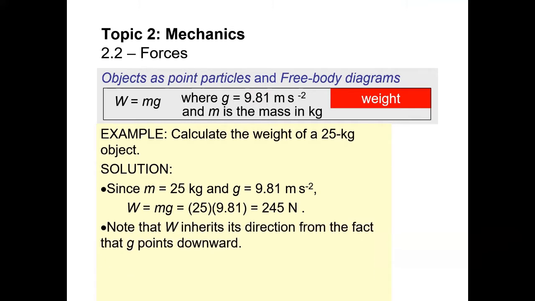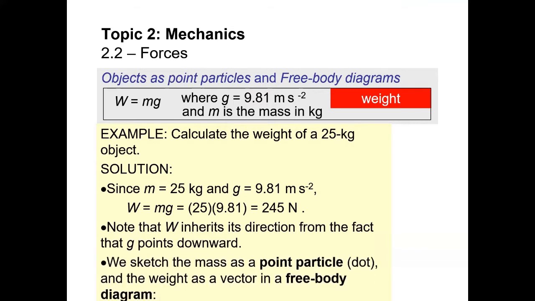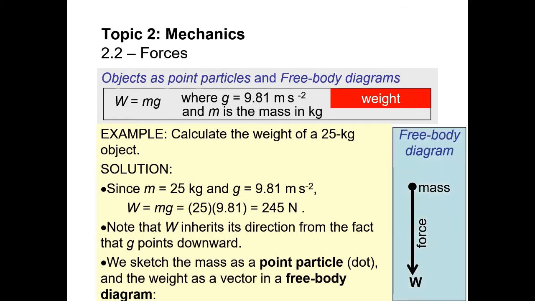W inherits its direction from the fact that g points downward. We sketch the mass as a point particle, a dot, and the weight as a vector in a free body diagram. As a dot, the weight is downward. This is a free body diagram.